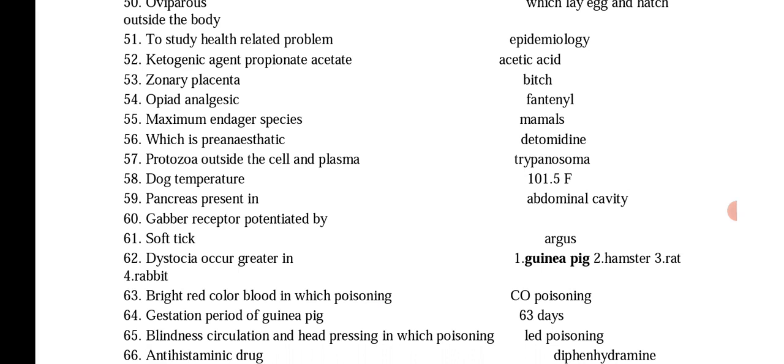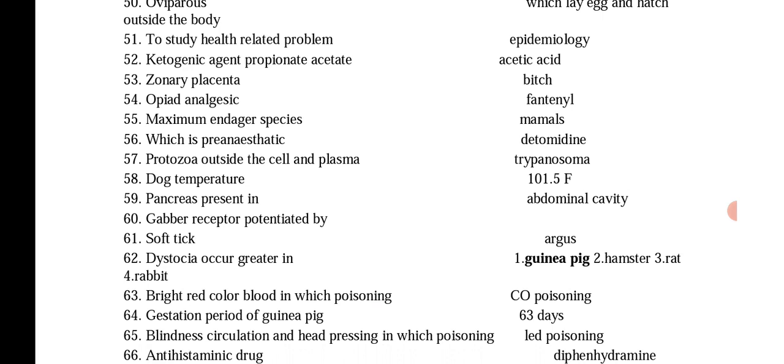Argas is a soft tick. Argasids are the soft ticks. What are the hard ticks? I don't know. Dystocia occurs greater in guinea pig.